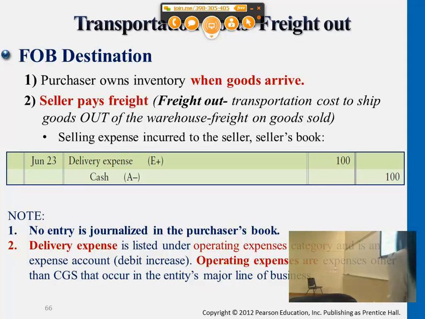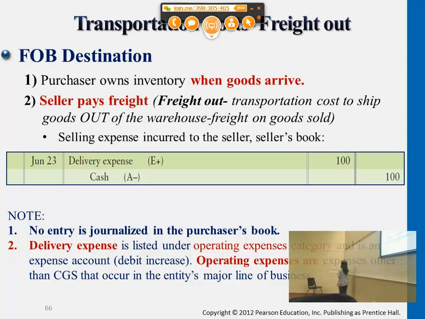Okay, so in this case, let's say the freight charge is $100, and the seller is the party paying this to FedEx or UPS. The transaction will look like this. You'll have a delivery expense account. This is a regular expense account, with a normal balance on the debit side, $100 there. From the seller's perspective, if they are paying the freight charges, this is an operating expense for the company.